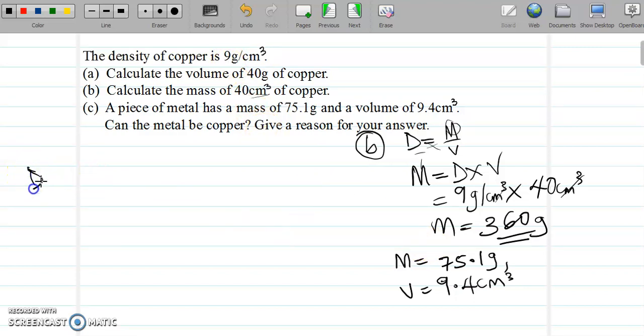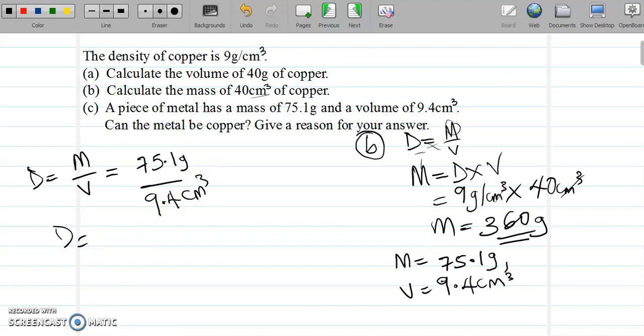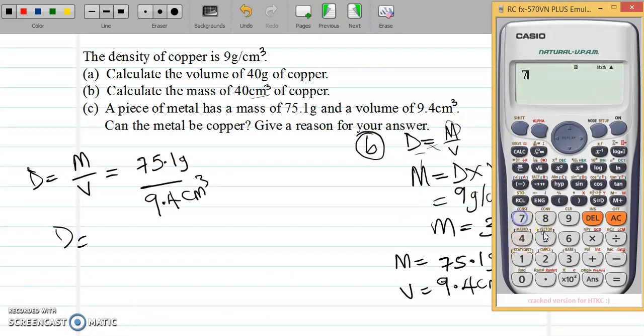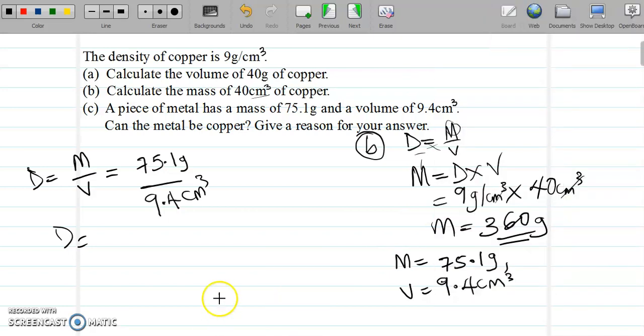Okay, now let's find out. The density we know is mass over volume. The mass is 75.1 grams and the volume is 9.4 cm cube. So the density will be 75.1 divided by 9.4. That gives us 7.9, which is approximately 8. That gives us 8 grams per cm cube.